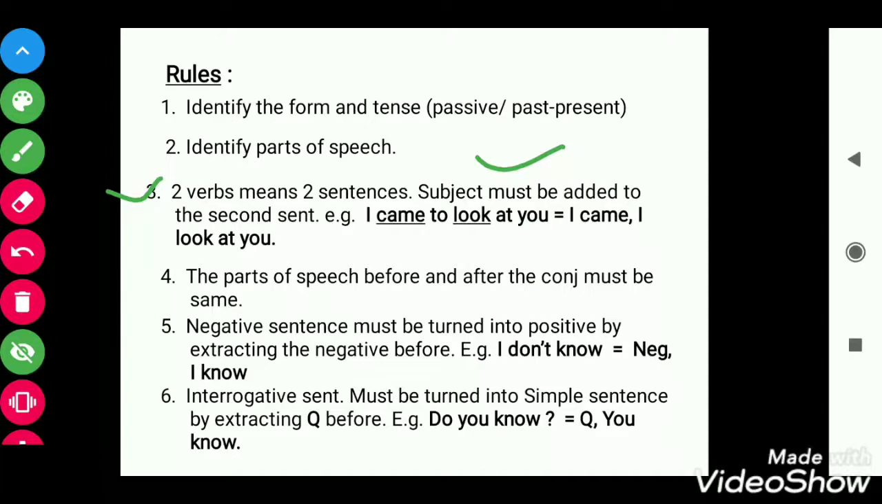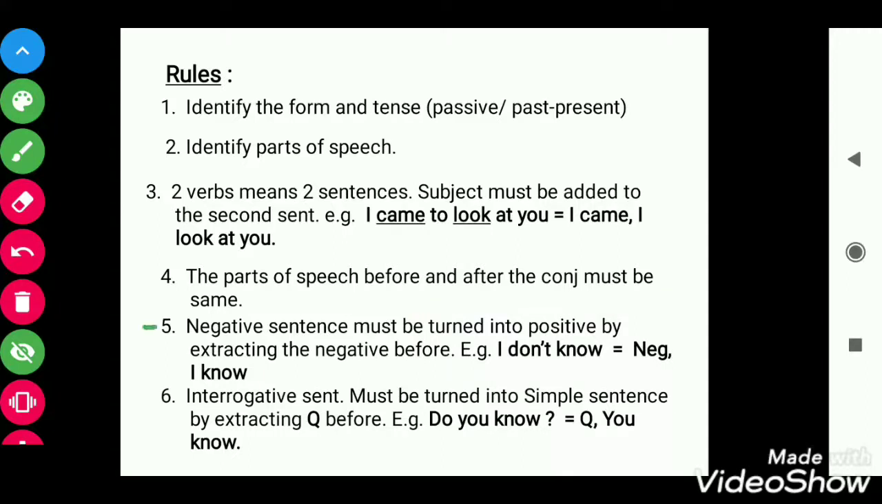For example, I came to look at you. Here came and look are verbs. So we need to split it into two sentences. We can see I is the only subject here. So this subject will again be added to the second sentence. So I came, I look at you. After that, we already know for conjunction, the parts of speech before and after the conjunction must be the same.